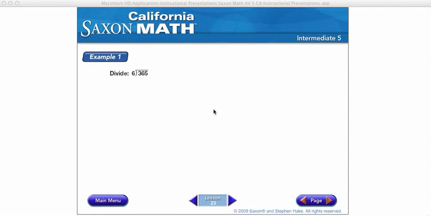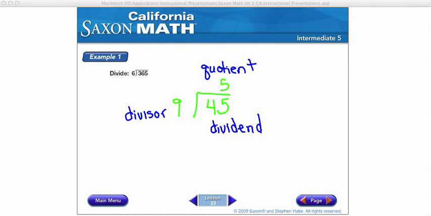Hi everyone. Today we're going to be talking about lesson 23, division with a 0 in the quotient. So let's take a quick review of the terminology for a division problem. In this problem, 45 divided by 9 equals 5. 45 is my dividend. The number inside the division problem is my dividend. The number I divide by is my divisor, and the answer is the quotient. So today we're going to be talking about dividing when there is a 0 in the quotient.